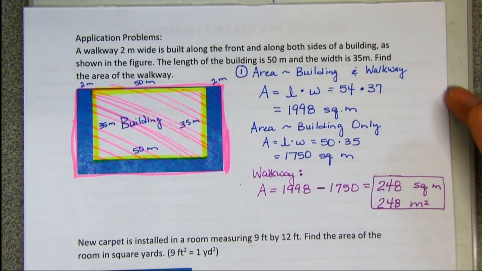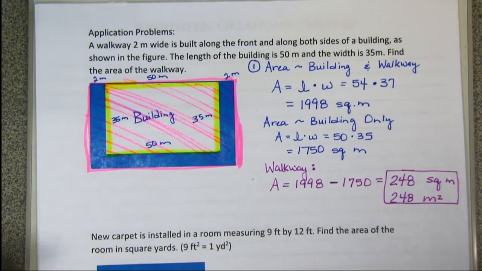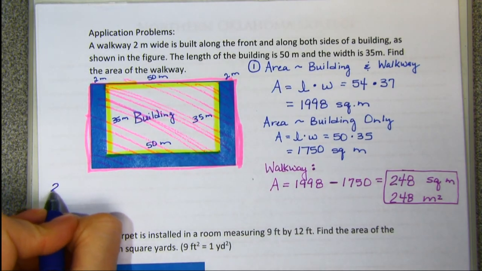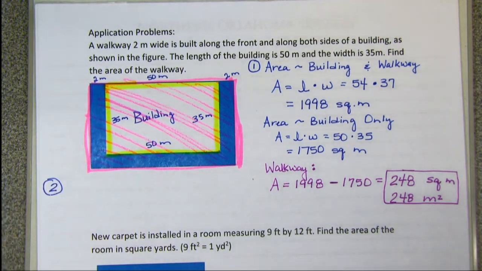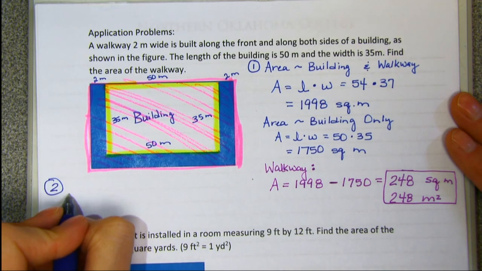Now, that is one approach. As I told you, there were two approaches. So over here, we're going to do the second approach. And this is where you could just find the area of your walkway in pieces. So this, we're just going to find the area of the walkway.